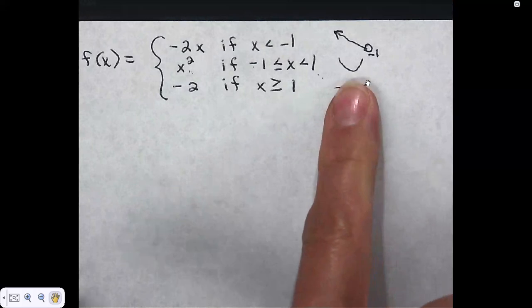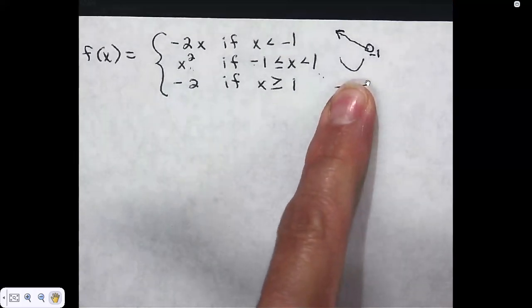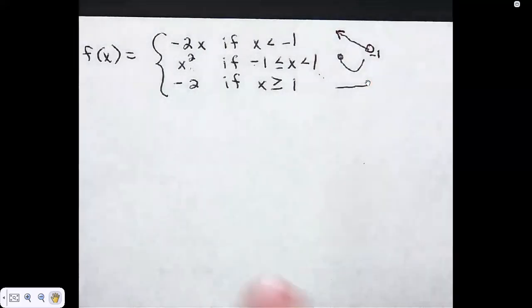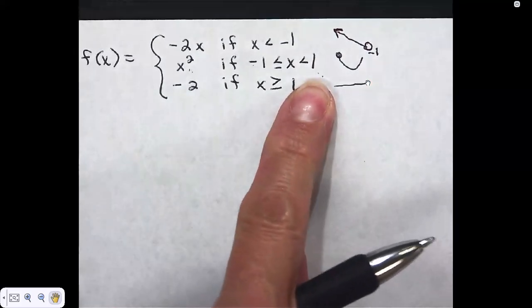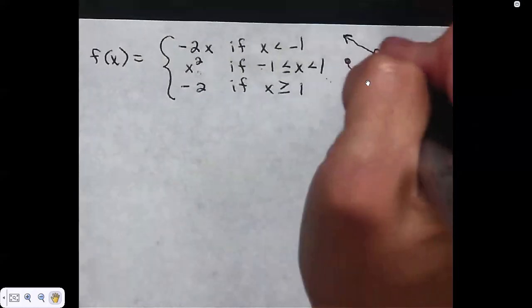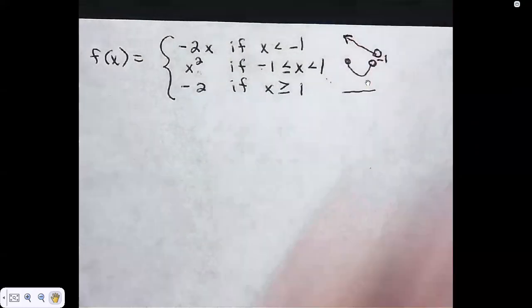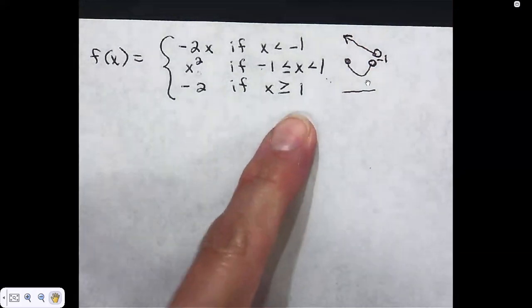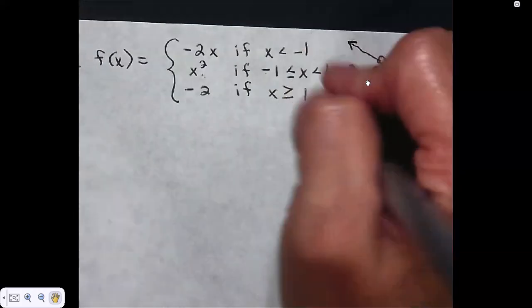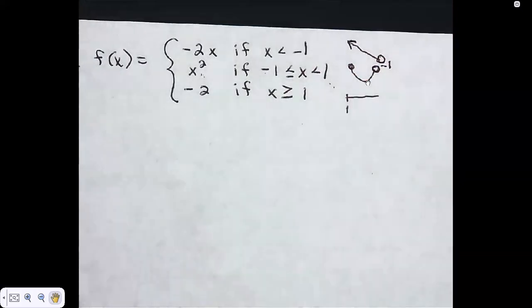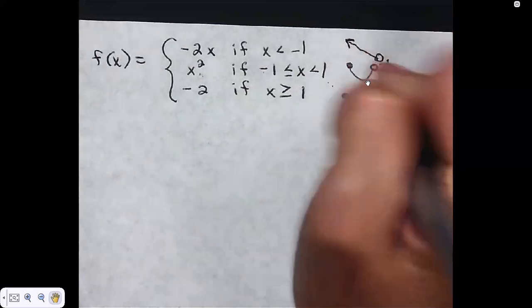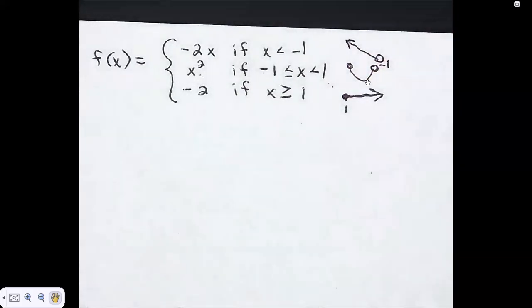What about this piece? Is the negative 1 included in the parabola? Yep, so I'm going to have a closed dot there. And what about the positive 1? Is it included? It's not included on the parabola, so this piece of parabola is going to have an open dot right there. And then the horizontal line is going to go forever to the right. It's going to start at 1. Is it going to include the 1? Yes, because it said greater than or equal. So it's going to look like that.